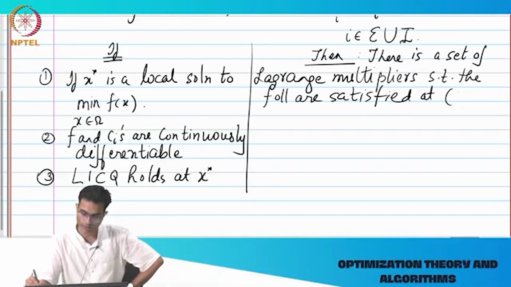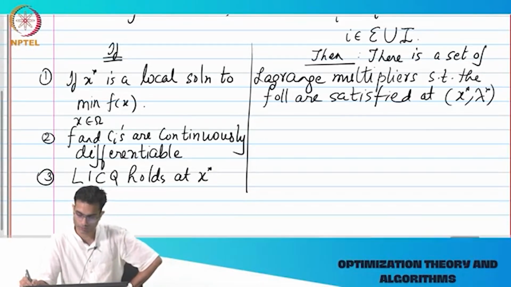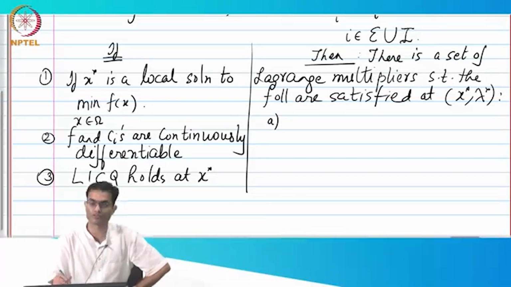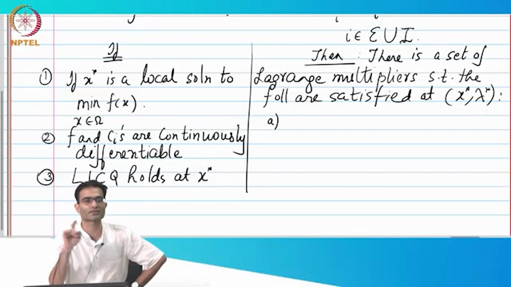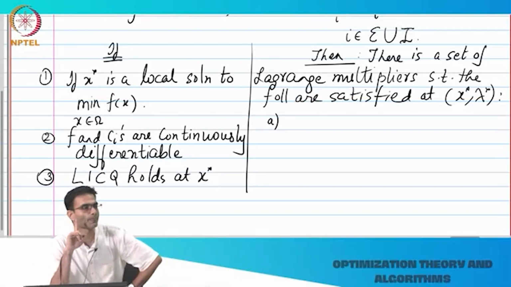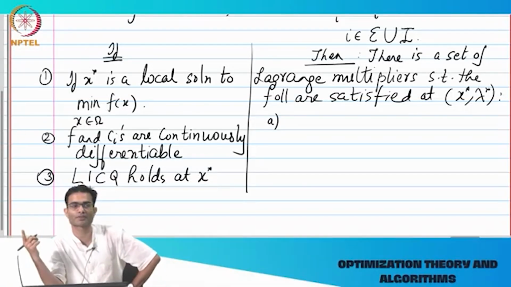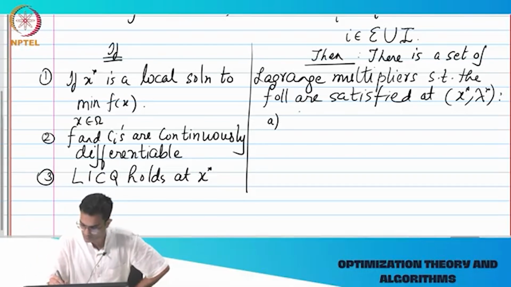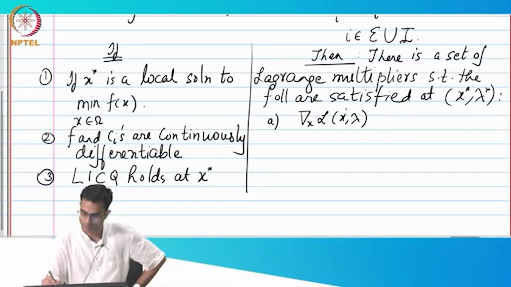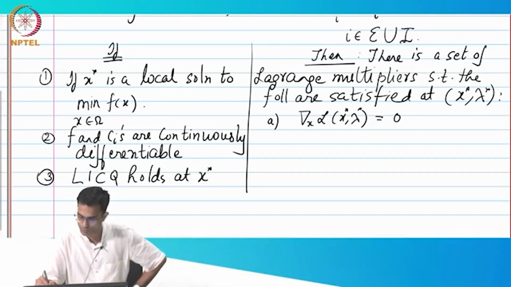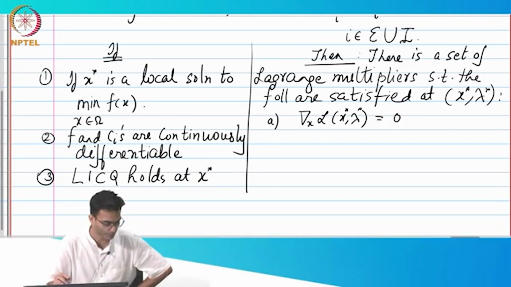at the optimal point. So what are these things that are satisfied? This is what we have already studied. We're just going to formalize this. What is the first condition in constraint optimization? Gradient of what should be 0? Lagrangian. That's the first condition. The gradient of the Lagrangian with respect to x at the optimum point should be 0.